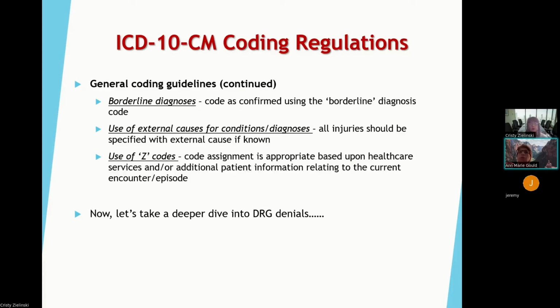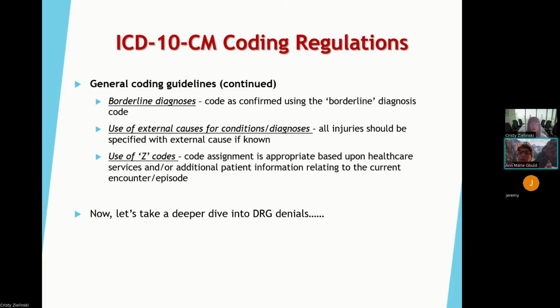All injuries should be specified with an external cause if known, especially your trauma patients, right? The traumas that come in the door with the MVAs, or an older person who fell and they slipped and fell and they broke their hip. We want to know what the cause of that fall was. Did they slip and fall? Were they in the kitchen? And the coders have to pick up all those external codes.